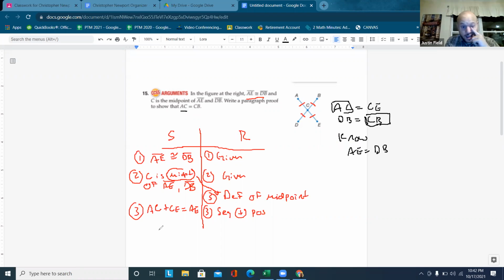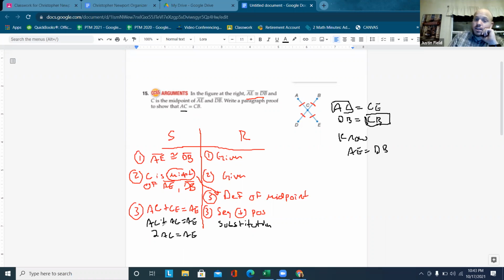Okay, so I know AE is AC plus CE, right? But AC is equal to CE. So I can rewrite this as AC plus AC equals AE. And that is substitution. Or just 2AC equals AE, right? And we can do the same thing. Oh, and then we can do the same thing with the other segment, the CB.